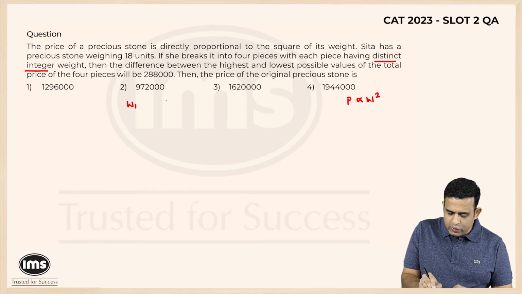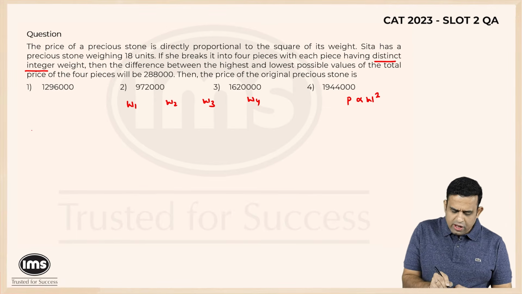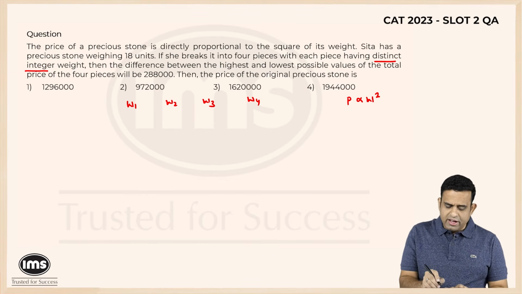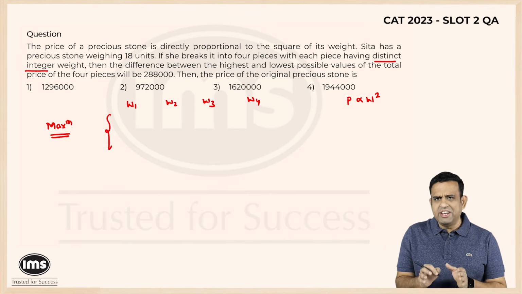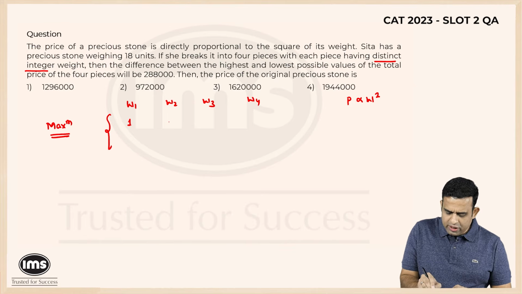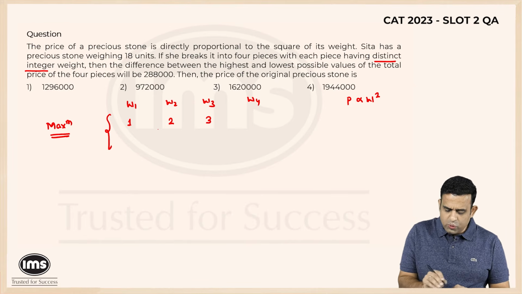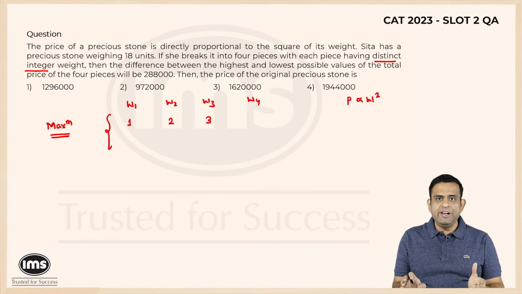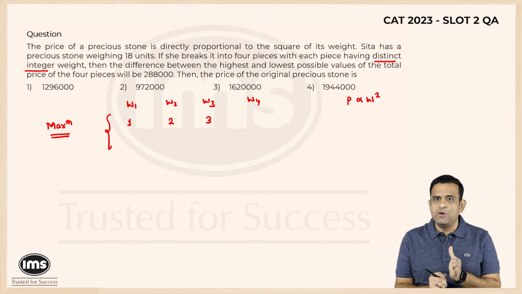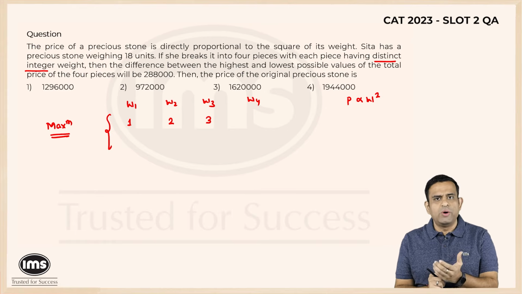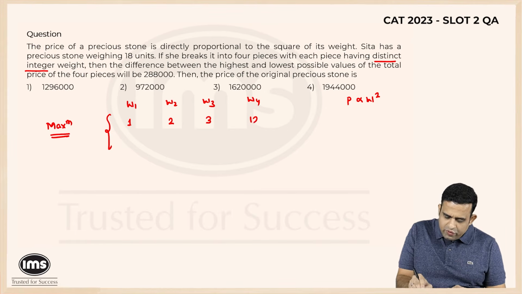suppose I call them W1, W2, W3 and W4. And if I want the scenario for maximum, so first of all, I am focusing on the maximum part. As I told you, let's take W1, W2, W3 to be nothing but 1, 2 and 3. It has to be integer, it has to be distinct, and if I want 3 of them to be smallest, it has to be 1, 2 and 3. How much is remaining? One can say 12. That should go over here.